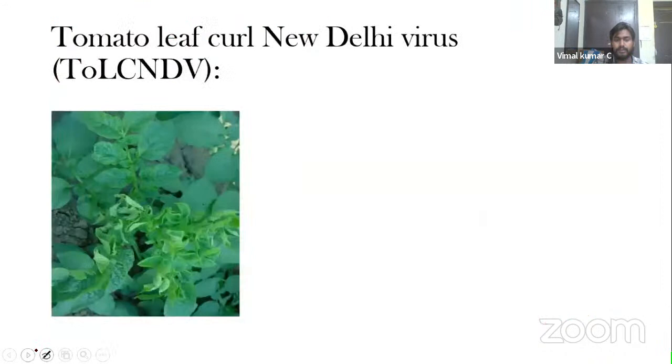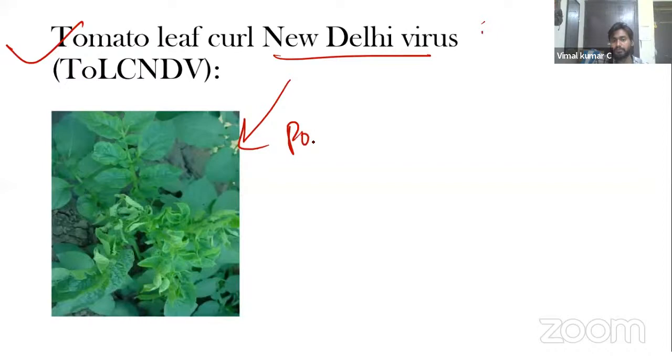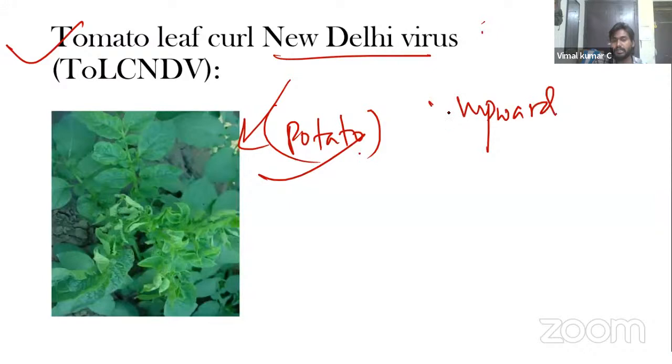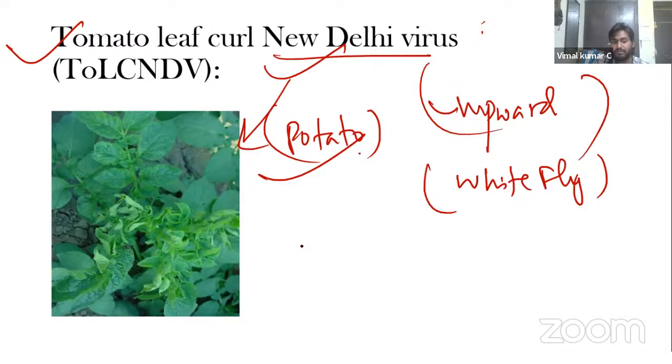Then coming to the next, tomato leaf curl New Delhi virus. It is nothing but a leaf curl virus, and it is causing disease on the potato crop. Here you can see the same upward rolling. It is caused by New Delhi virus and transmitted through the whitefly. And all the other virus characters, like stunting and reduced leaf size, will be there with respect to this also.